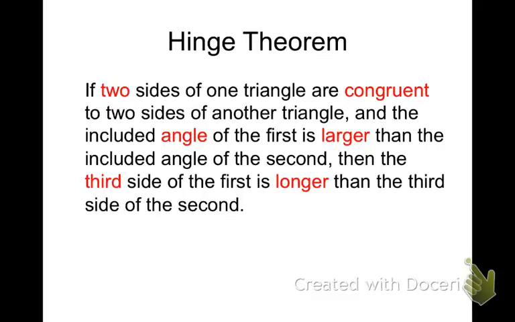Okay, so your hinge theorem. If two sides of one triangle are congruent to two sides of another triangle, and the included angle of the first is larger than the included angle of the second, then the third side of the first is longer than the third side of the second. So that's a lot of words. Let me show you in a quick diagram. Don't put this in your notes, just watch and soak it all into your brain.